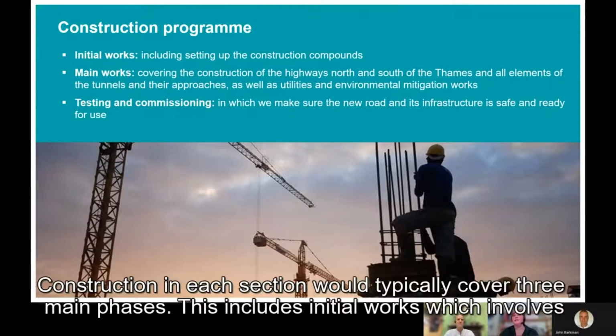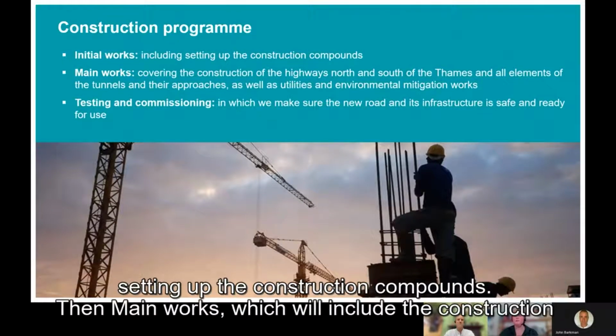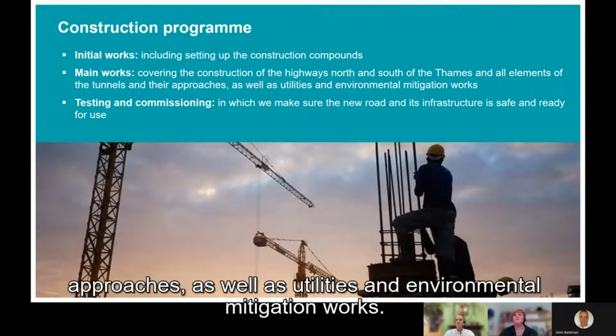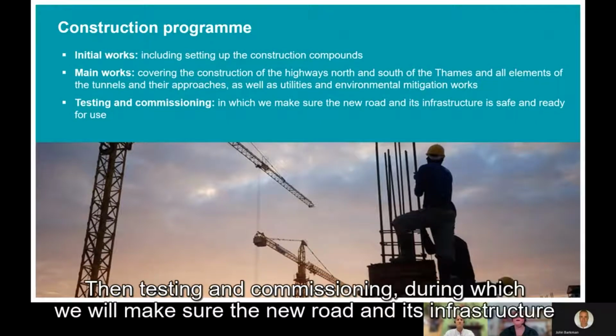Construction in each section would typically cover 3 main phases. The first is the initial works, which would involve setting up the construction compounds. Then main works, which would include the construction of the highways north and south of the Thames and all elements of the tunnels and their approaches, as well as utilities and environmental mitigation works. Finally, testing and commissioning, which is when we will make sure that the new road and its infrastructure is safe and ready to use.